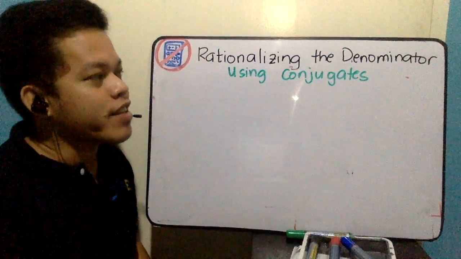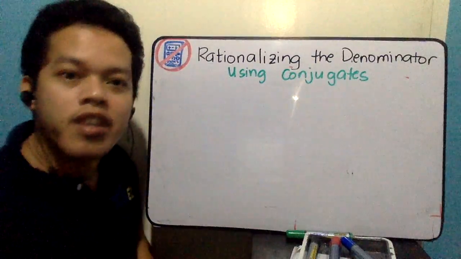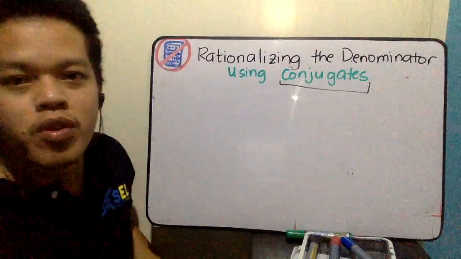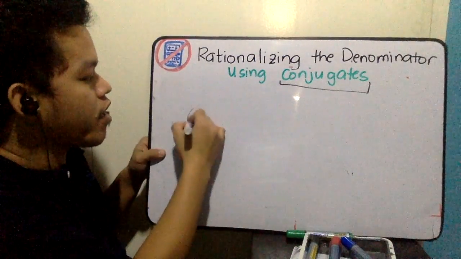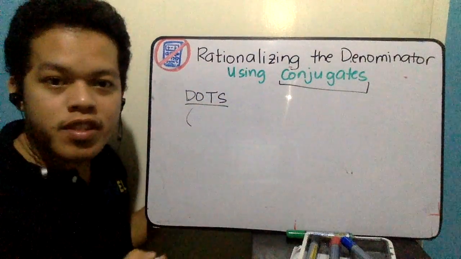Hi. Okay, this time let's rationalize the denominator using conjugates. Let's know first what conjugates are. The first time you encounter conjugates is in the idea of difference of two squares. I hope you remember difference of two squares.